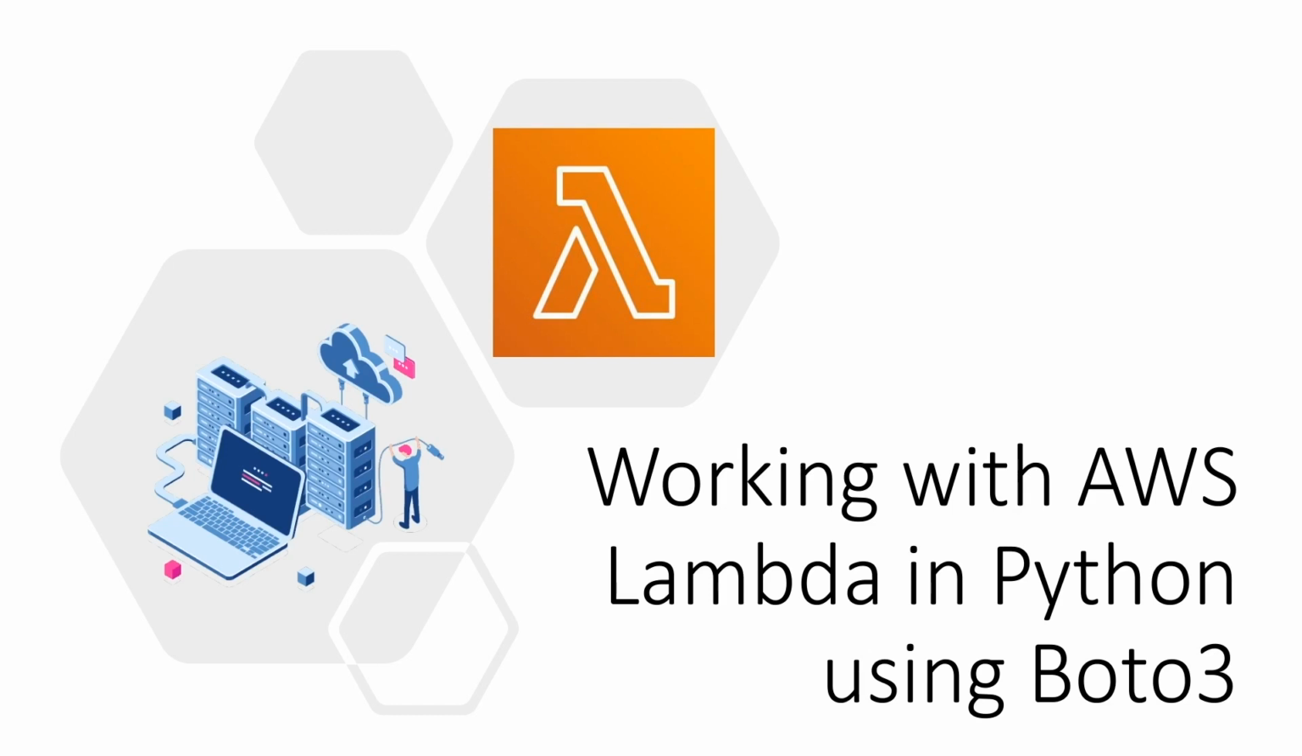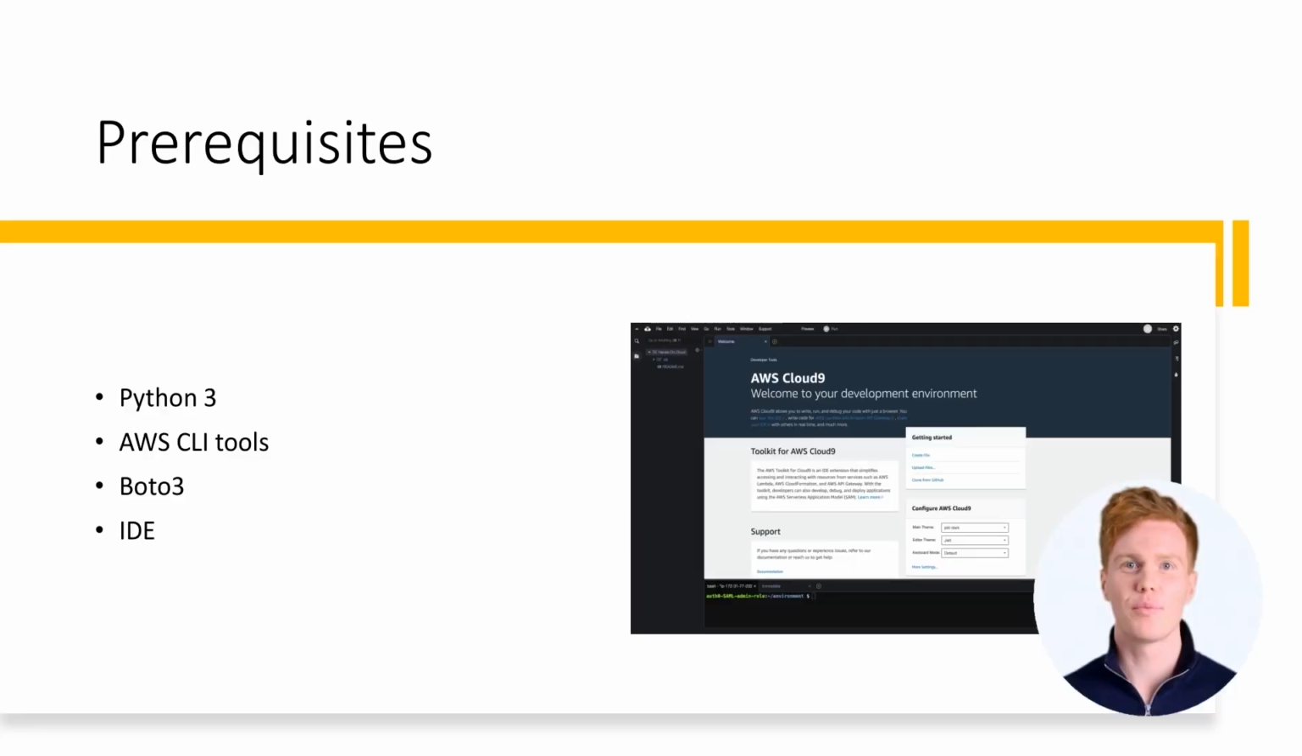Today's video will demonstrate how to work with AWS Lambda service using Python SDK for AWS Boto3 library to deploy AWS Lambda functions, update and invoke them, and manage Lambda permissions for other AWS services. To repeat our examples, you'll need Python 3 interpreter, AWS CLI tools, Boto3 module, and IDE. We'll be using Cloud 9 IDE in this video, but you can use your local IDE such as Visual Studio Code, IntelliJ IDEA, or even a text editor.